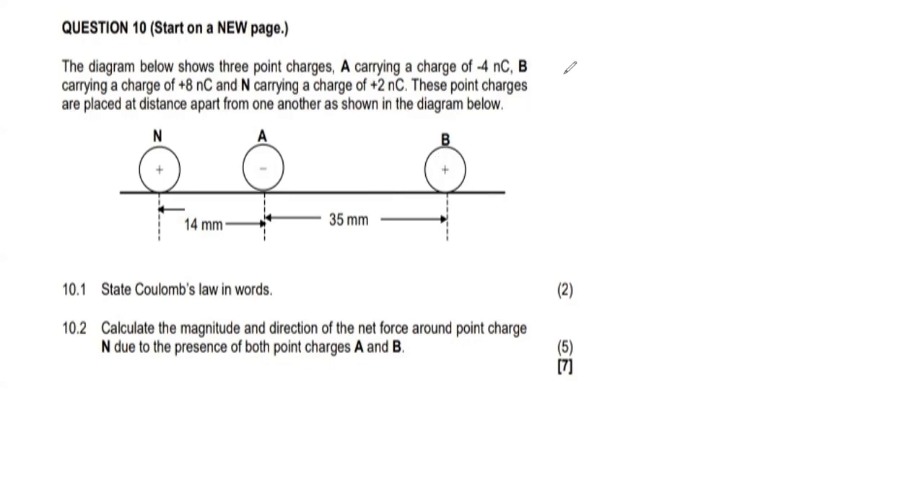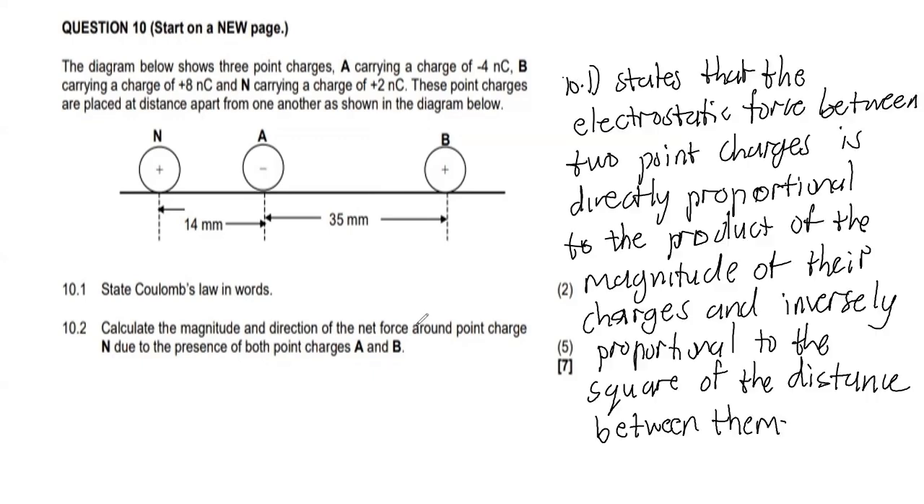Right, so for 10.1, this is how we state Coulomb's law. Coulomb's law states that the electrostatic force between 2 point charges is directly proportional to the product of the magnitude of their charges and inversely proportional to the square of the distance between them.